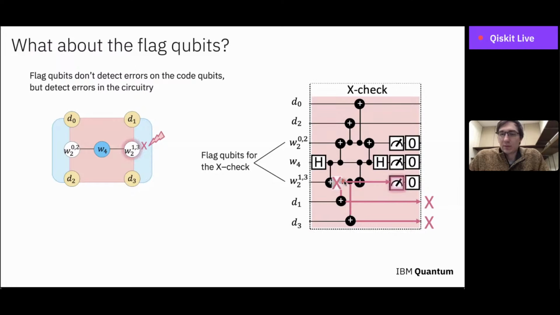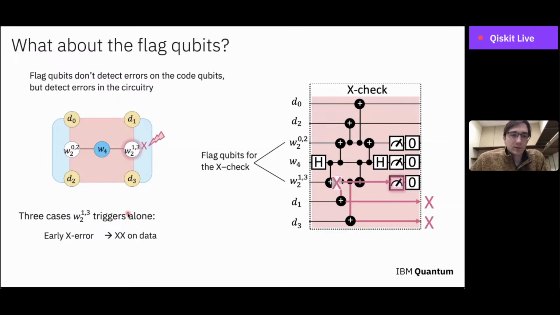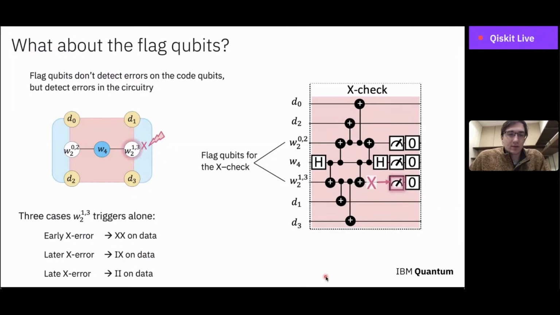Then it propagates both to the measurement and also to 2 places on the data. So if we have this early X error, it propagates to 2 places on the data. If we have an X error 1 step later, then it propagates to just 1 place on the data, but also flips the measurement. If we have a very late X error, it just flips the measurement and does not propagate to the data at all.